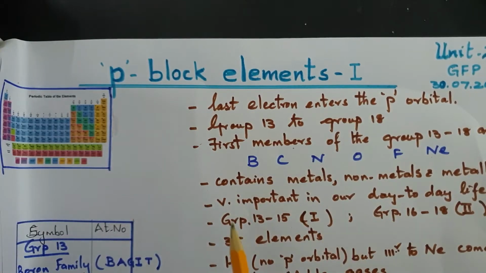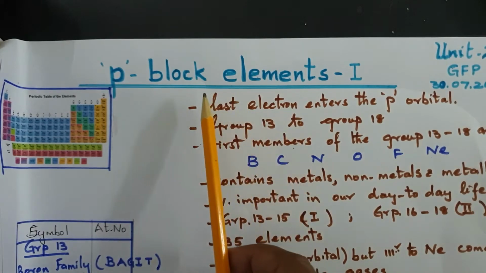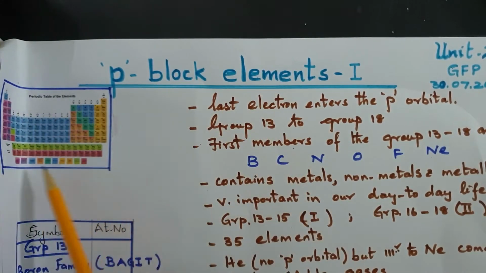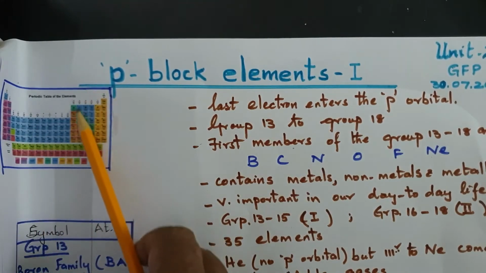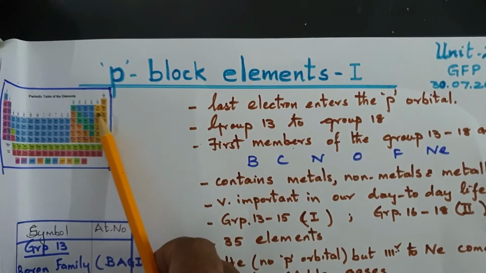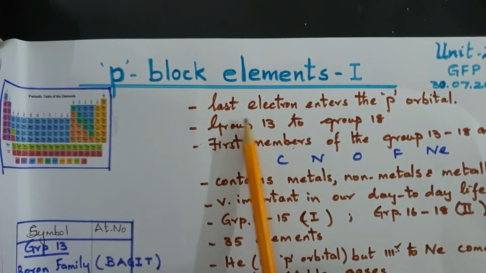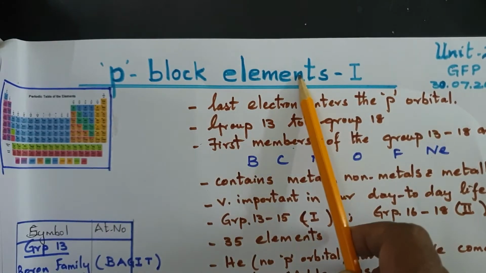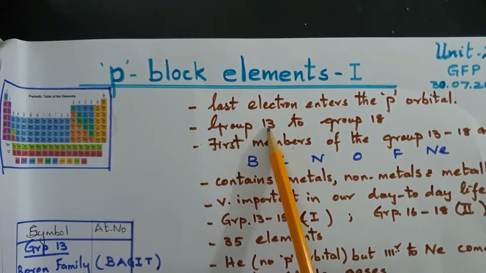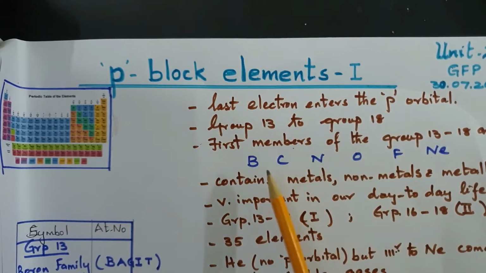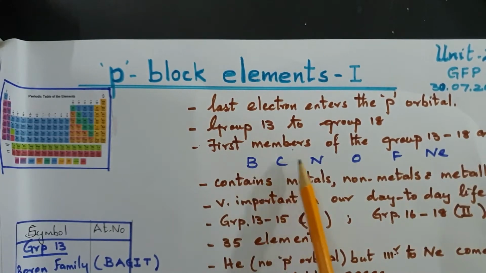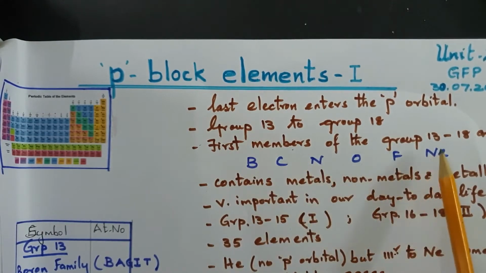To give you a gist of what we studied in the introduction of the p block elements, we saw that in the right corner of the periodic table, you have the p block elements in which the last electron enters the p orbital. The p block elements comprise the elements from group 13 to group 18. The first members of groups 13 to 18 are boron, carbon, nitrogen, oxygen, fluorine and neon.